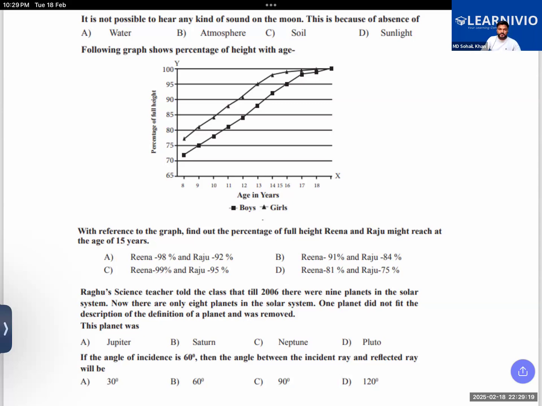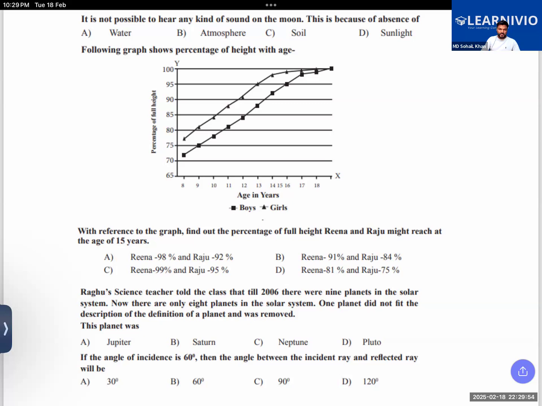Sir, can you repeat it again? Yes, present height in centimeter upon percentage of full height at this age. Percentage of full height at this age. And the complete fraction, now you'll be multiplying it by 100. Multiplied by 100.